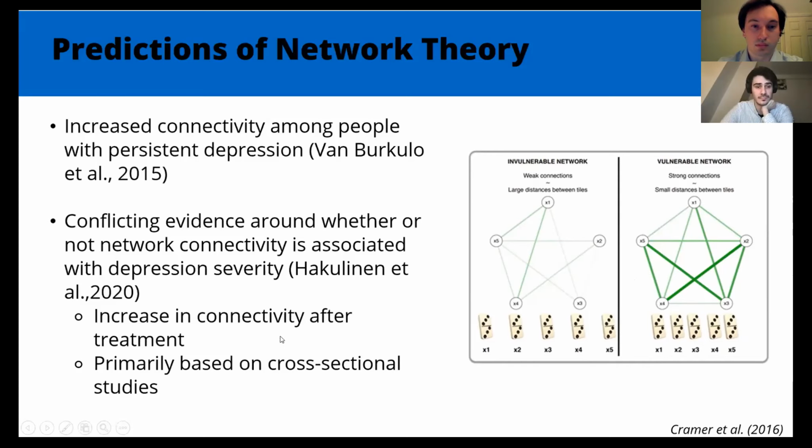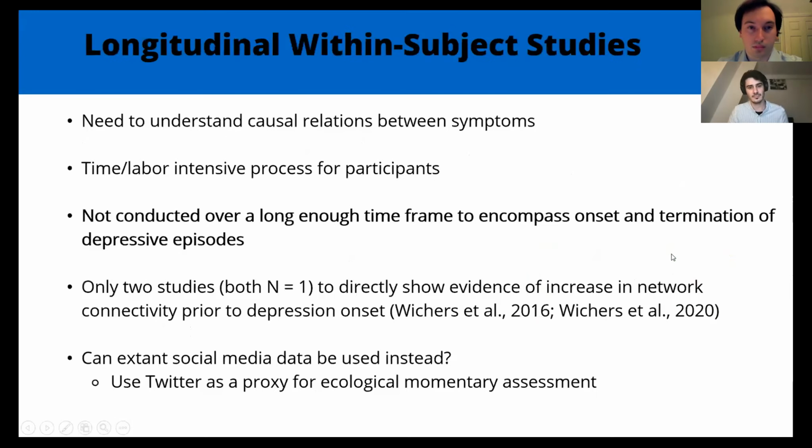However, there has been recently some conflicting evidence around whether network connectivity is actually associated with depression severity. So several studies have found that there is an increase in network connectivity after treatment for depression. And this discrepancy could be due to the fact that most of these studies are based on cross-sectional data. So a way to resolve this is that we need to understand causal relations between symptoms. And to do that, we can look at sort of longitudinal within subject studies.